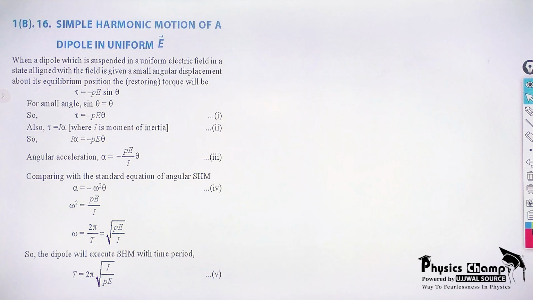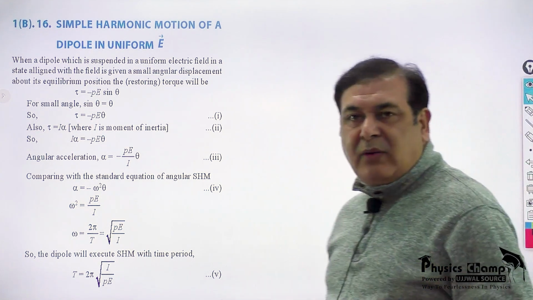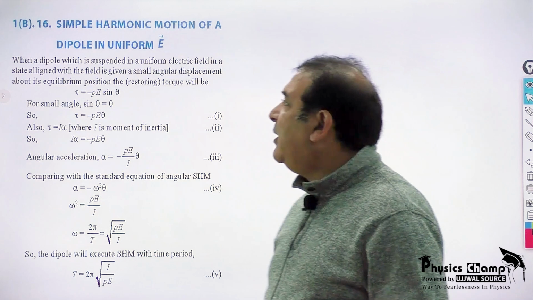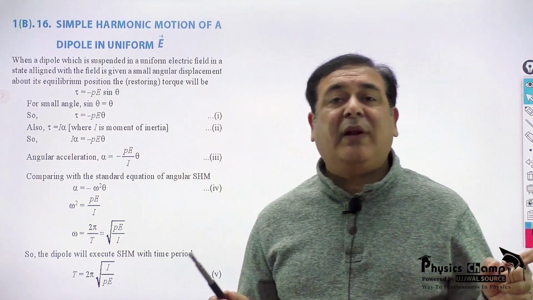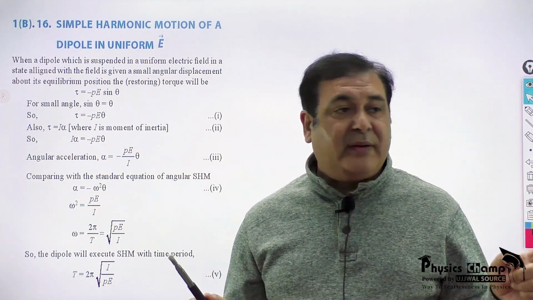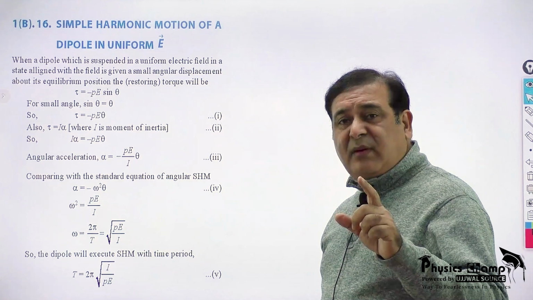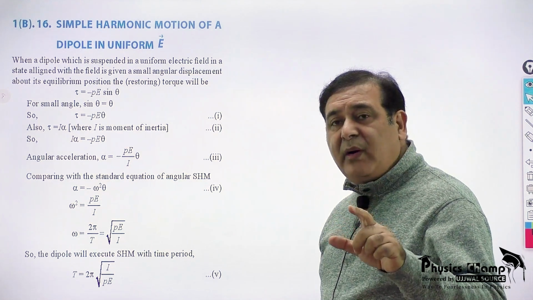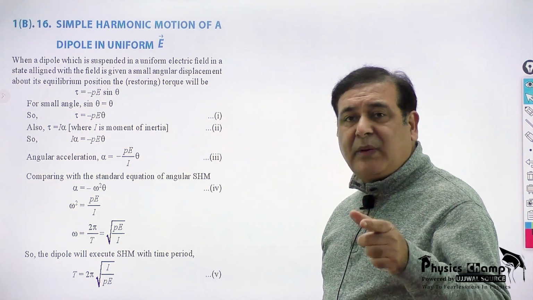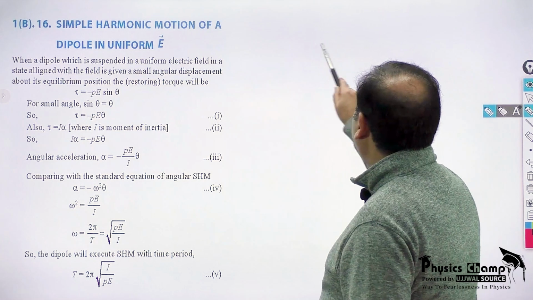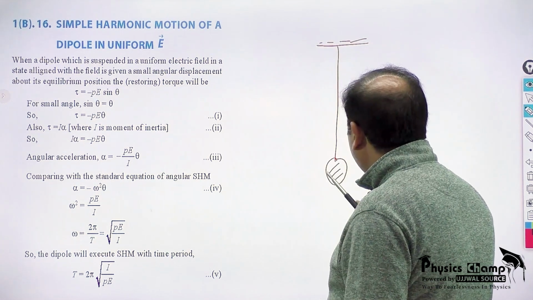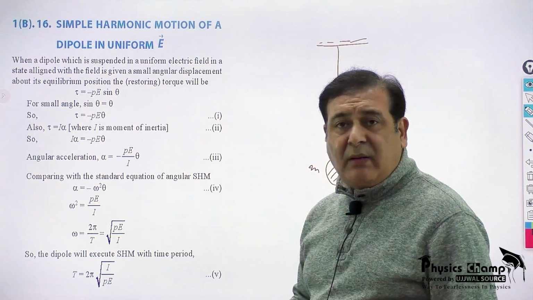Now, another important concept, and it is the last concept in this theory part of electric dipole, and it is simple harmonic motion of electric dipole in electric field. Just imagine, I am making you recall what you learned in class 11th about simple harmonic motion. I'll take the case of a simple pendulum: a simple pendulum of mass m, string having a length L.